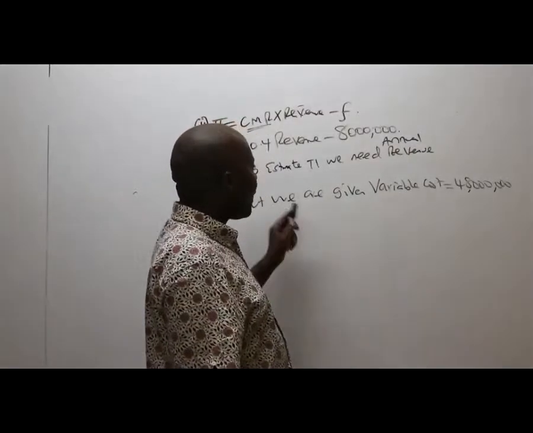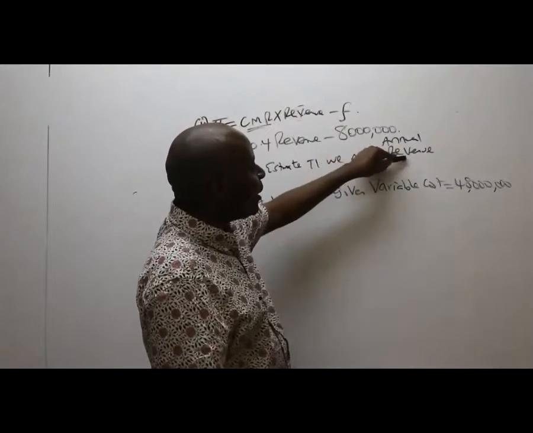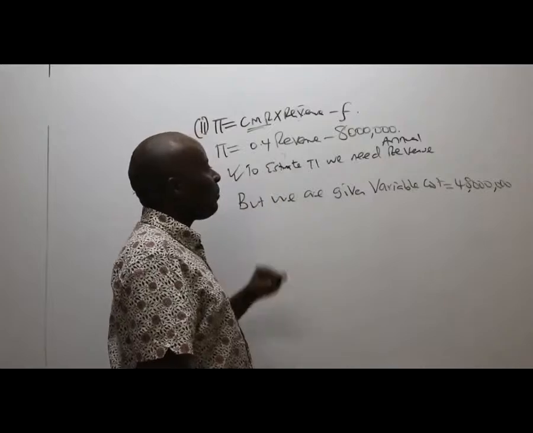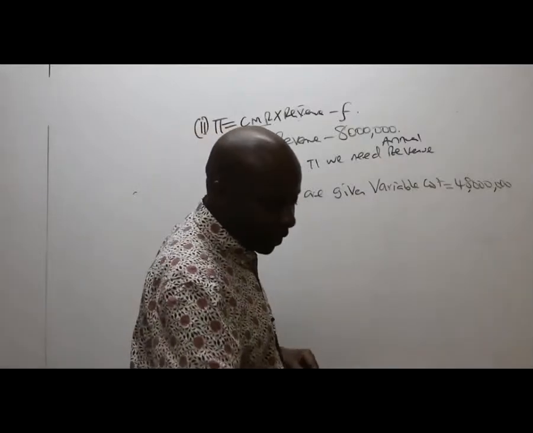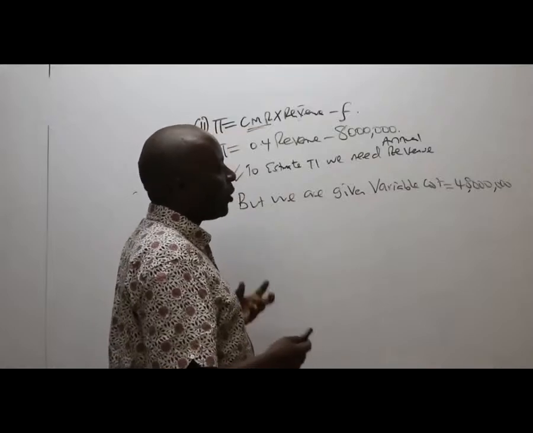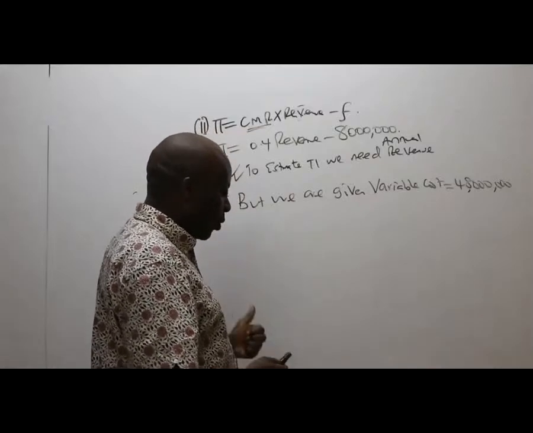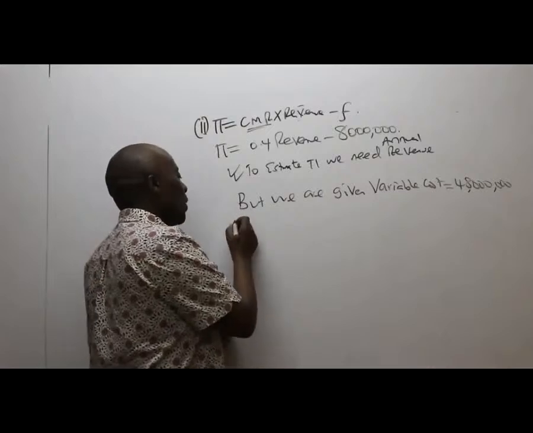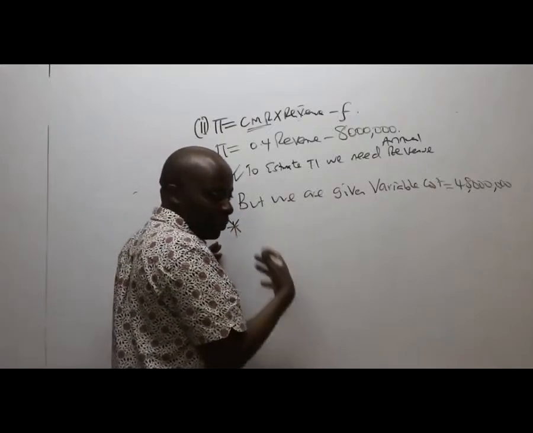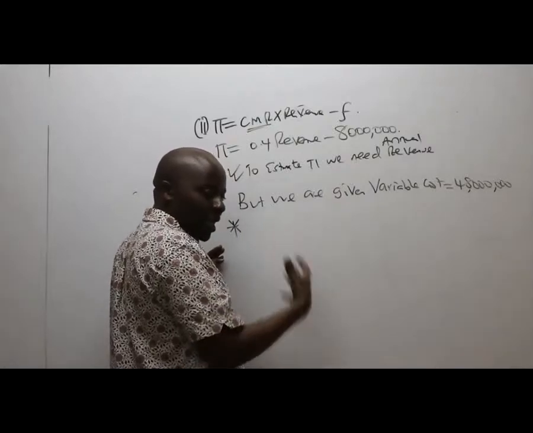So the very first thing we need to do is to establish this revenue, which is badly needed for estimating the profit. So how do we get revenue out of variable cost? There is something I'll be teaching you next semester in section 5, a very important equation that you must cram immediately.